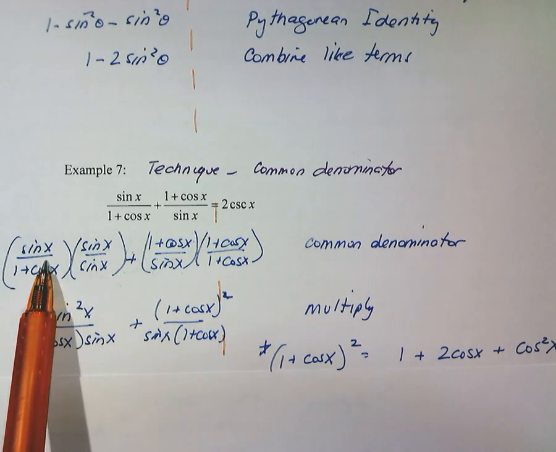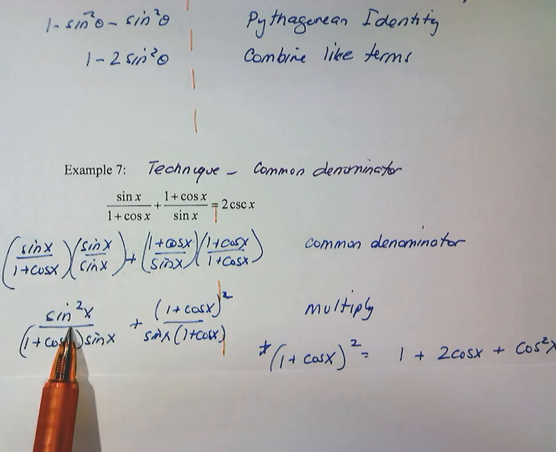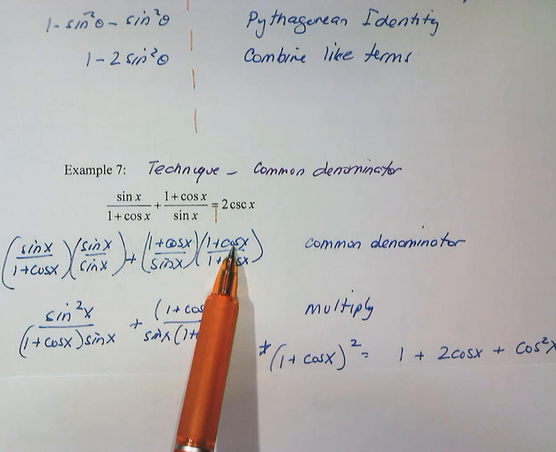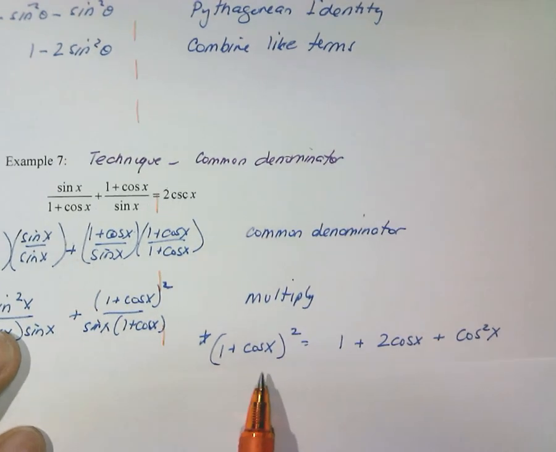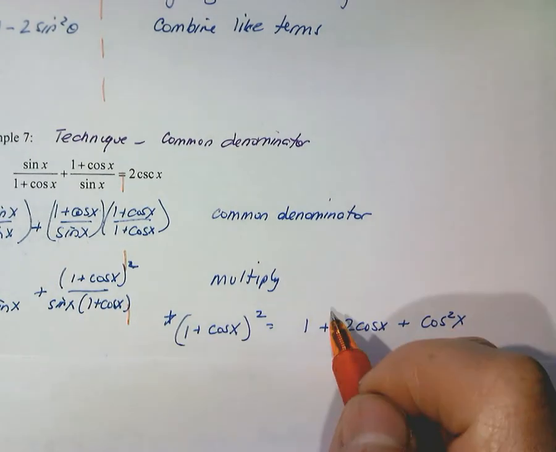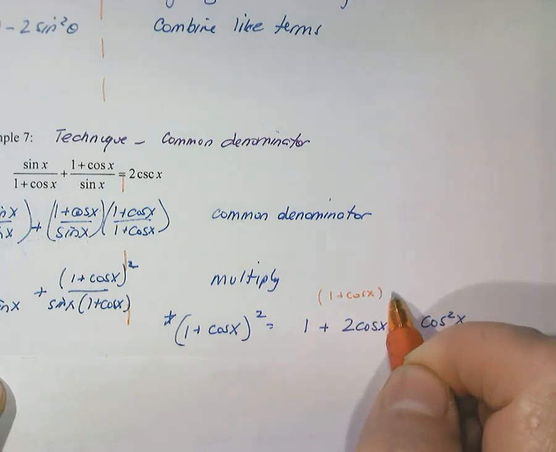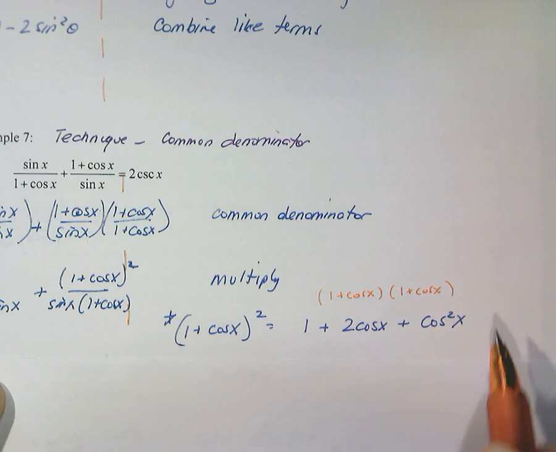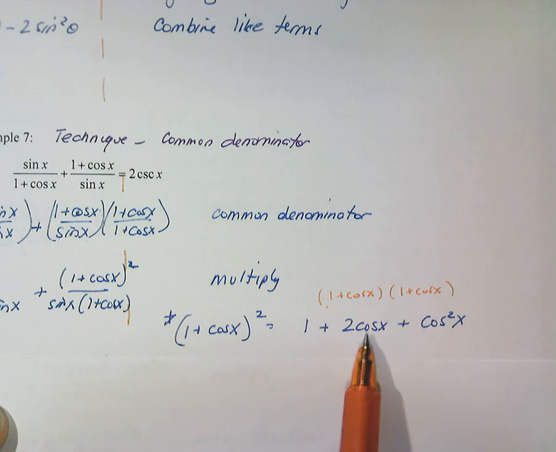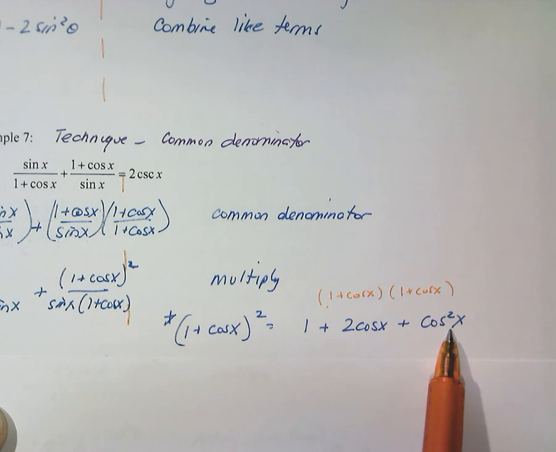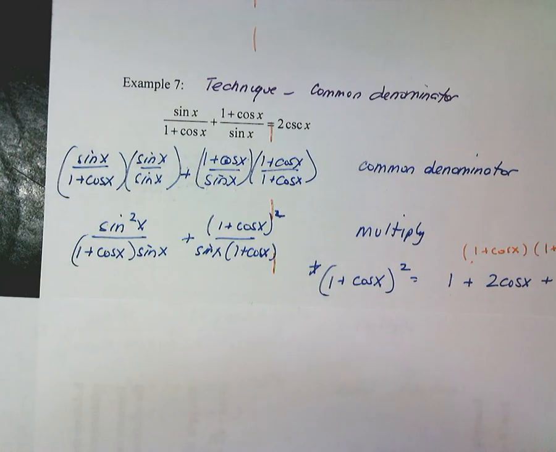So when I multiply, sine x times sine x will give me sine squared x. 1 plus cosine x times 1 plus cosine x will be 1 plus cosine x squared. Don't make the mistake that a lot of people will make. Pay attention. If I have 1 plus cosine x squared, that means I have 1 plus cosine x multiplied by 1 plus cosine x. 1 times 1 is 1. Plus cosine x and a plus cosine x is going to give me 2 cosine x. Cosine x multiplied by cosine x will be cosine squared x. So that's where I'm going with the next step.